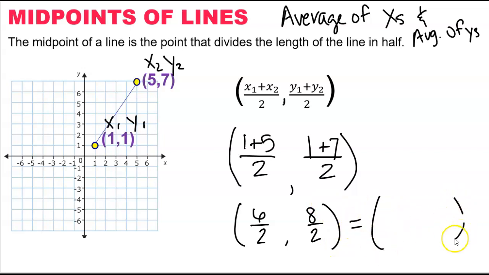So my midpoint of this line would be 6 divided by 2, which is 3, and then 8 divided by 2, which is 4. So it'd be right here at the point 3, 4. So over here the x is 3 and our y is 4. And there it is. And a lot of times they will notate the midpoint with a capital M, okay?